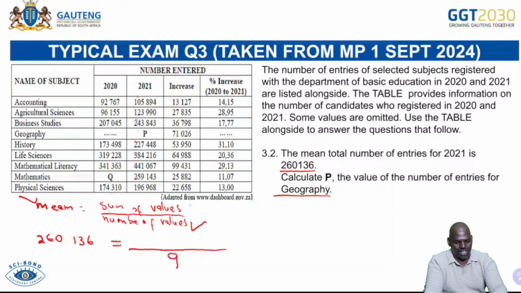Because for the sum of the values, I have to add up all of these. I have to say 105,894 plus 123,990 plus 243,843 plus 227,448 plus 384,216 plus 441,067 plus 259,143 and 196,968. I have to add all of them.